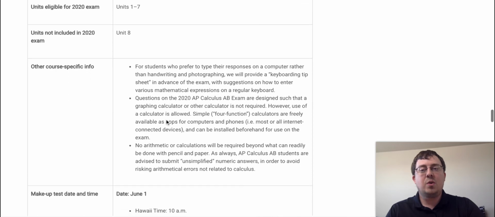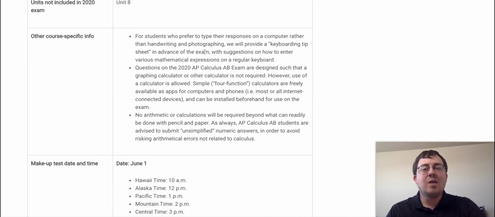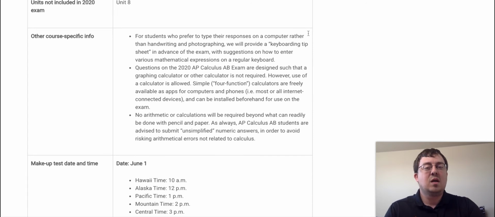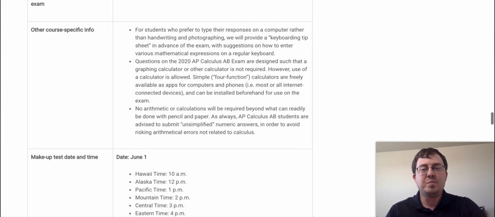So other course-specific info: you can either keyboard your answer in by typing it in, or you can write your work down and take a photo of it. I would recommend the second option, where you write it down and take a photo of it, but they will have a keyboarding tip sheet in advance of the exam if you do want to find interesting ways of submitting your answer via keyboard.